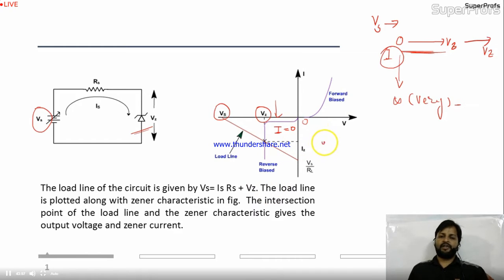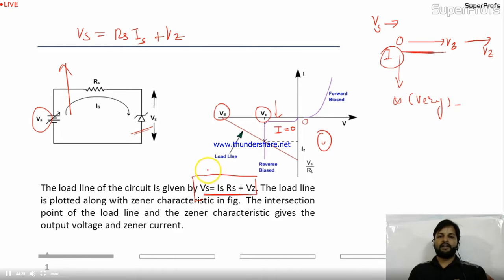This is very important, and we get so many questions in the GATE exam from the Zener background only. Okay. So let me take this one also. The load line of the circuit is given by Vs equal to Is Rs plus Vz. If you apply the circuit loop over here, you'll get Vs equal to Rs multiplied with Is plus the Zener drop Vz.